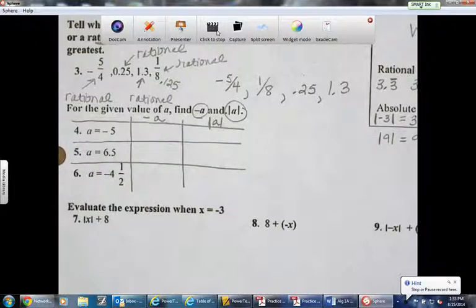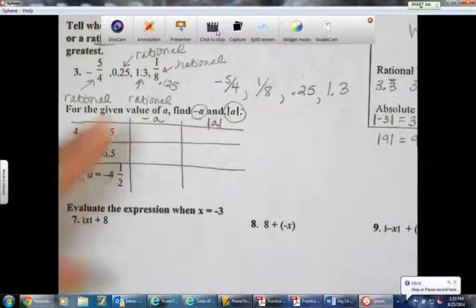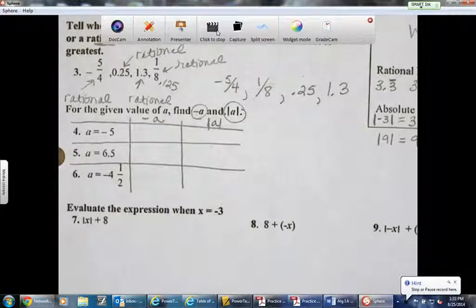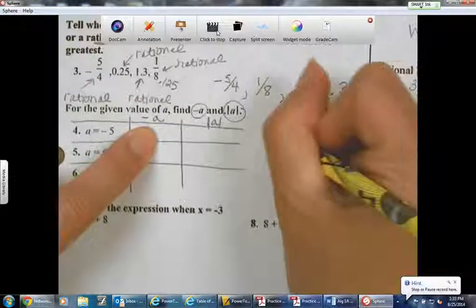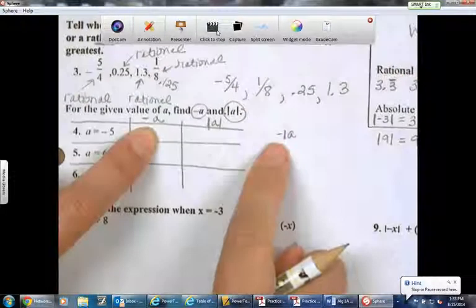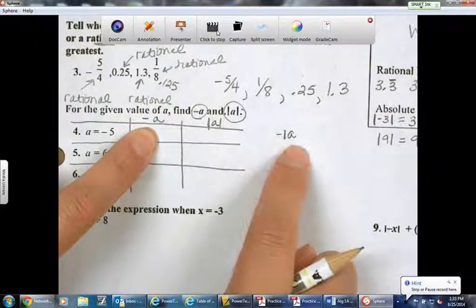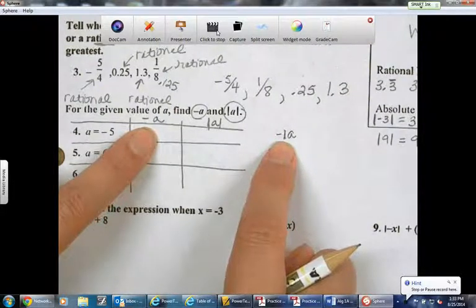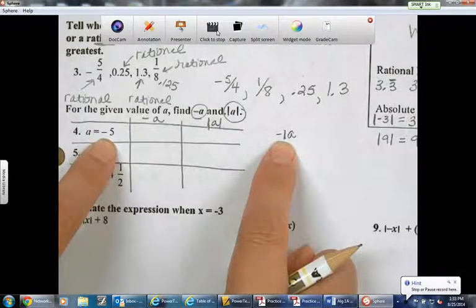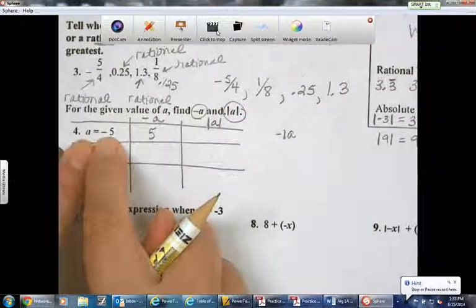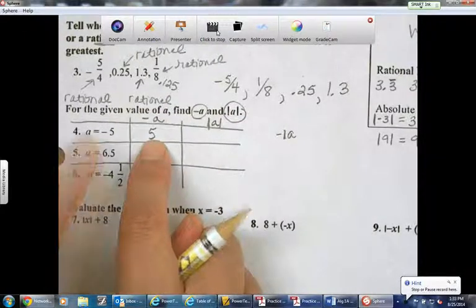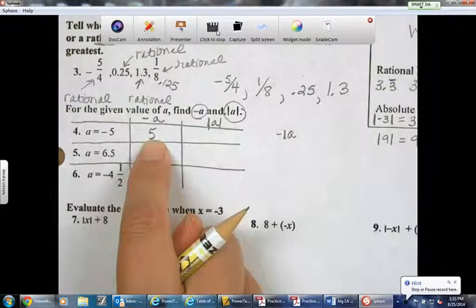Okay, so this idea of negative A or opposite A, you can really think of it however you want. But do you all agree with me that negatives are the opposite of positives? Yeah, that's what it's saying. Or if you want to think about it as negative 1 times A, that's fine, because what is negative 1 times negative 5? Positive 5, right? Well, what's the opposite of negative 5? Positive 5. So whether you think of it as the opposite or multiplying by negative 1, either way works. Okay? So again, this is the opposite.